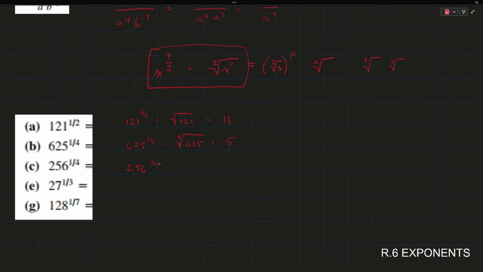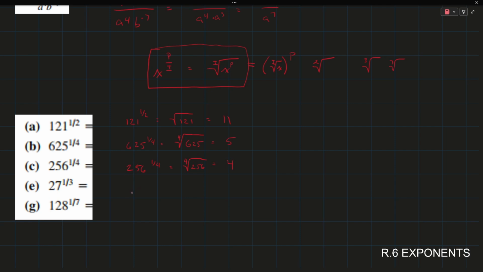256 to the 1/4 gives you the quad root of 256. I'm guessing, is it 8? No, it can't be 8. It's got to be less. Is it 4? It should probably be 4. Yeah, it's got to be, because it's got to be less than 5, because 625 is less than... Yeah, 4 times 4 is 16, times 4 is 60 something, times 4. Yeah.